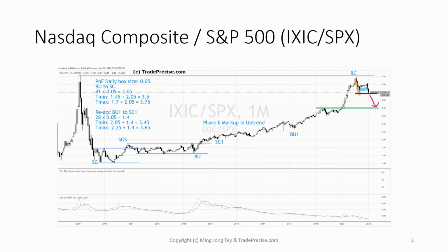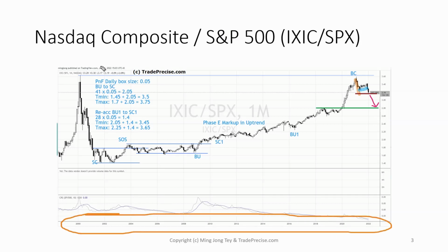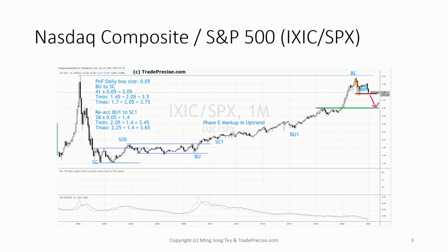What I would like you to focus on is the past 20 or 22 years. This is a monthly chart. Let's just start from the dot-com bubble. This is the Nasdaq composite divided by the S&P 500, so it's a ratio chart, just bear in mind.